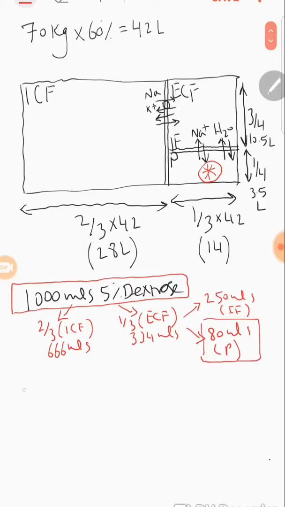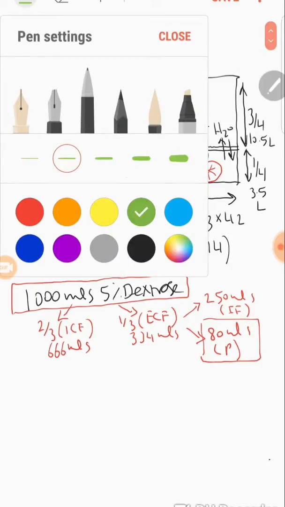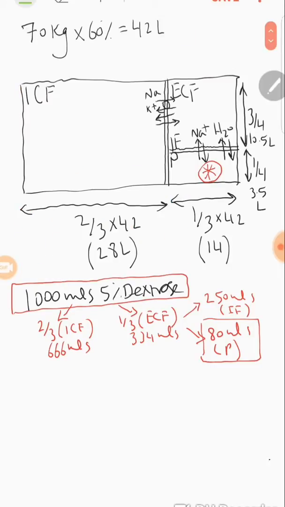Now let's take another example. Let's take the example of 1,000 mils of normal saline, which is 0.9% normal saline. That's essentially 9 grams of salt dissolved in a liter of water.